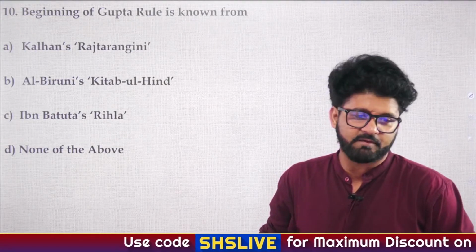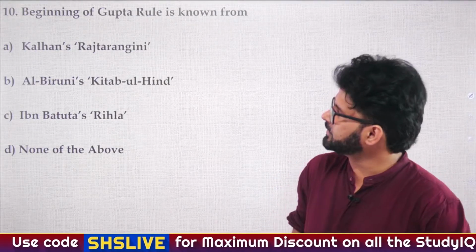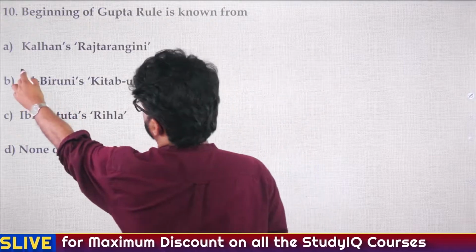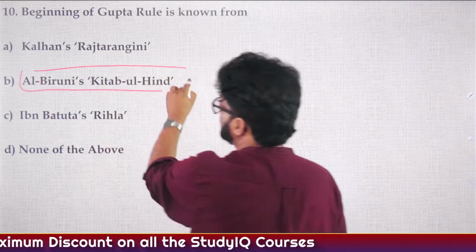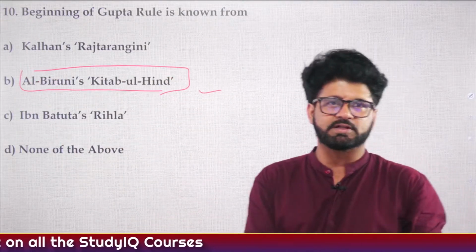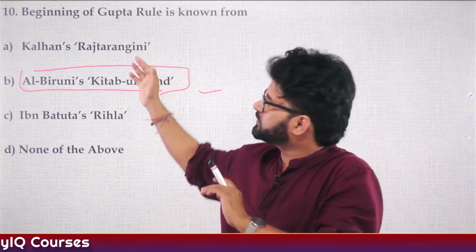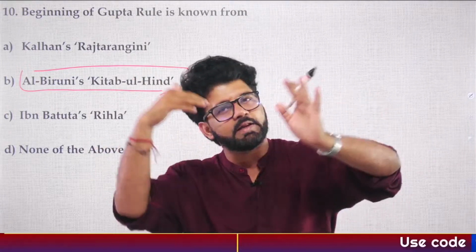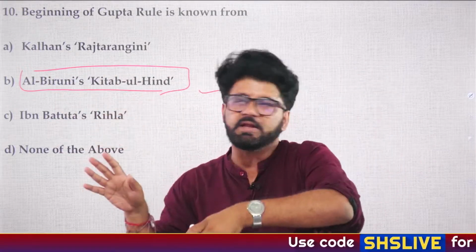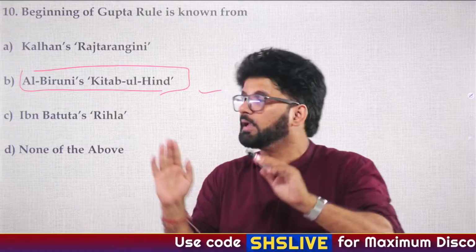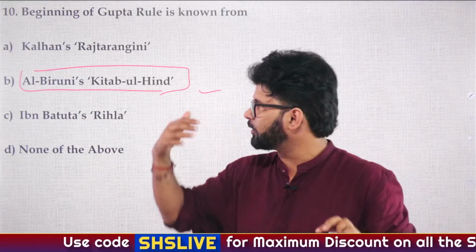Sundaram and Guru have answered this question. Pradeep has answered this question. The answer is Al-Baruni's Kitabul Hind, and I have told you this multiple times. Al-Baruni's Kitabul Hind, Tahqiq-e-Hind, gives you the starting year of the Gupta period, which is 318 or between 318 to 320 AD. And the ending year is 550 AD. But the starting year we know from Al-Baruni's Kitabul Hind.